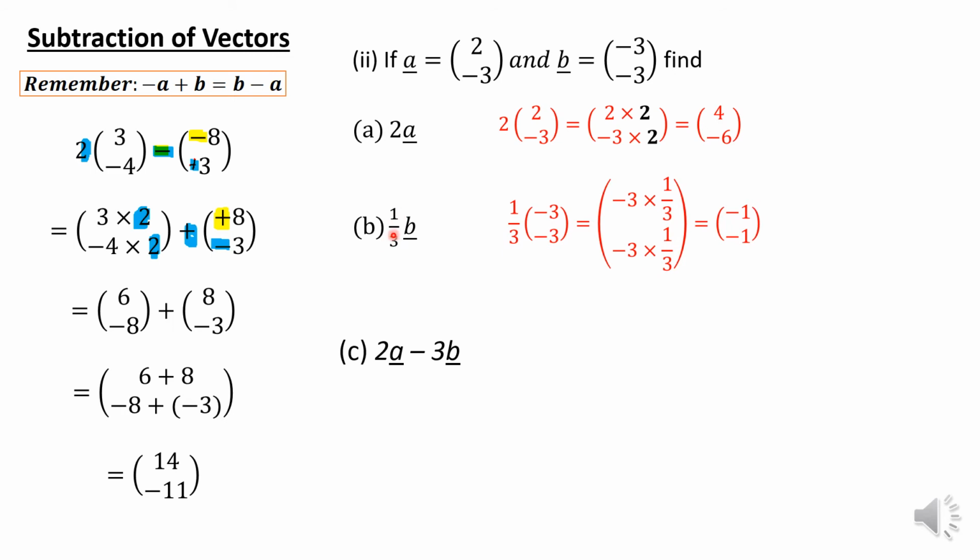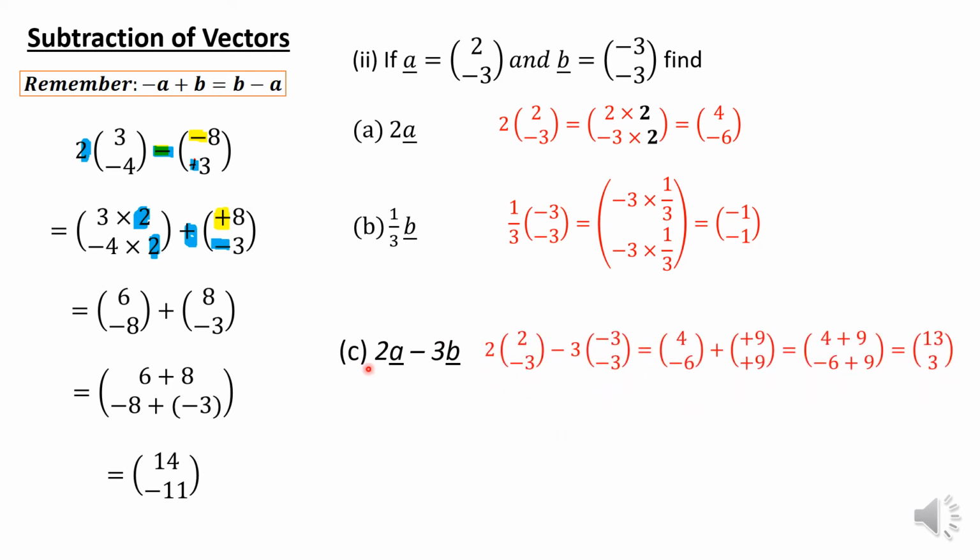Now a third of B means you are going to take this negative 3 and multiply it by a third, or divide it by 3, it's the same thing. When you do that, you get (-1, -1).